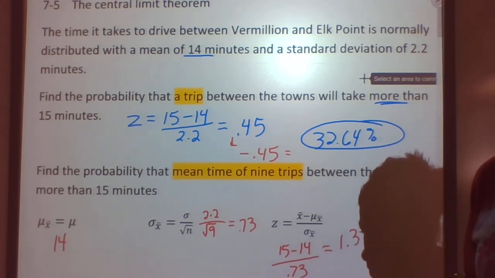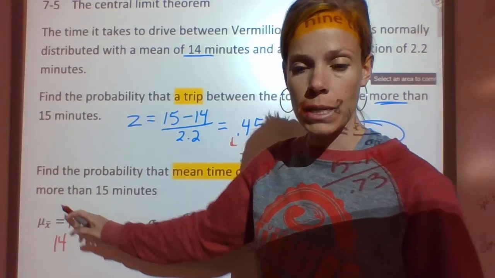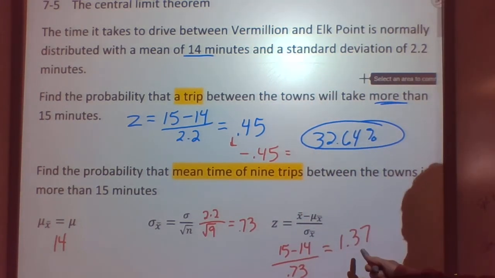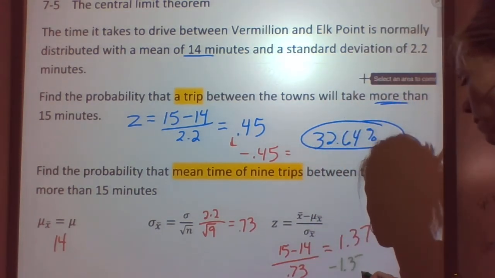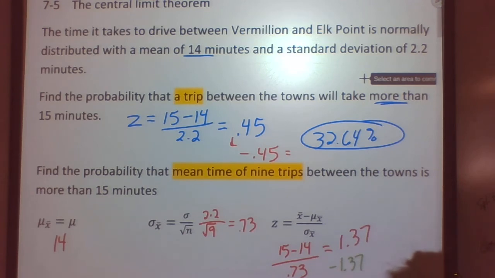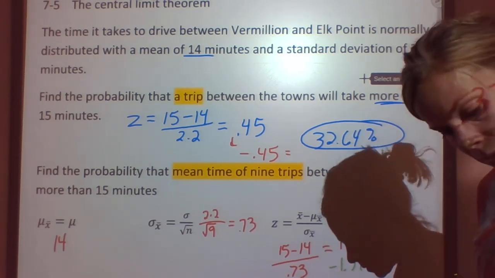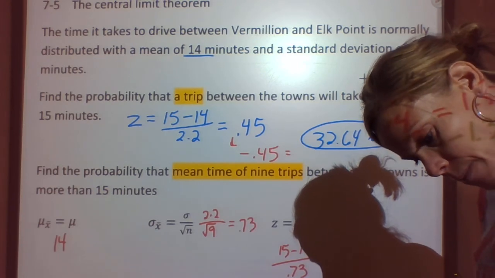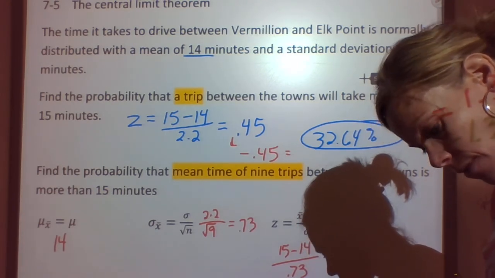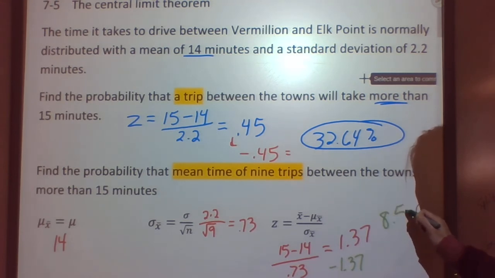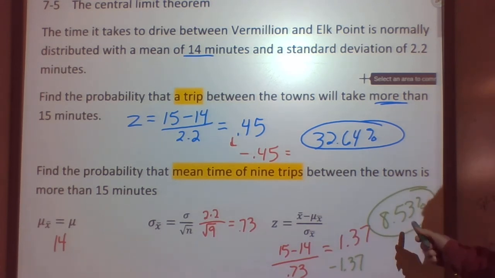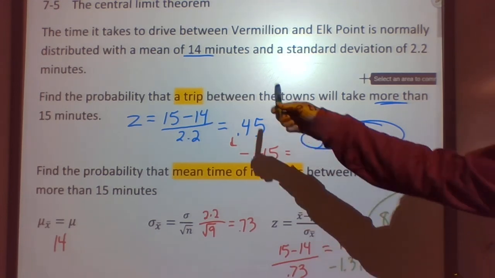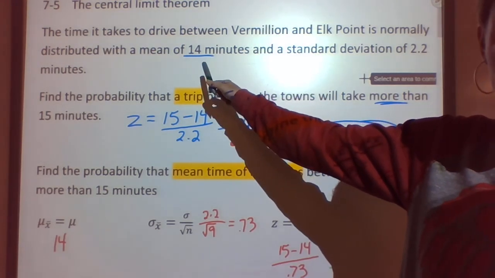Okay. Now I'm still doing more than 15 minutes. So am I looking up 1.37? Nope, I'm looking up negative 1.37 because it's a more than. So negative 1.37 is 0.0853, so 8.53%. Right? So that's what it should have been, it is less likely for the average of 9 trips to be more than the actual average.